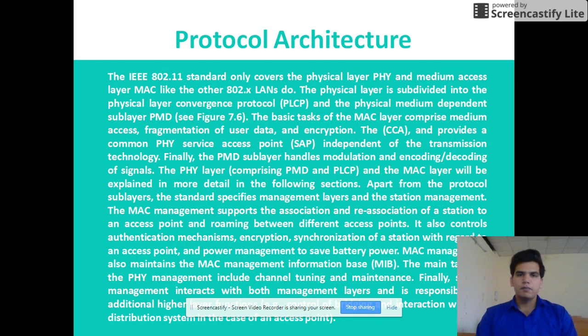The MAC layer does the basic tasks such as medium access, fragmentation of user data, and encryption. The PLCP provides a common physical service access point, that is SAP, which is independent of the transmission technology. Finally, the PMD sublayer handles modulation and encoding and decoding of signals. The physical layer and the MAC layer will be explained later.